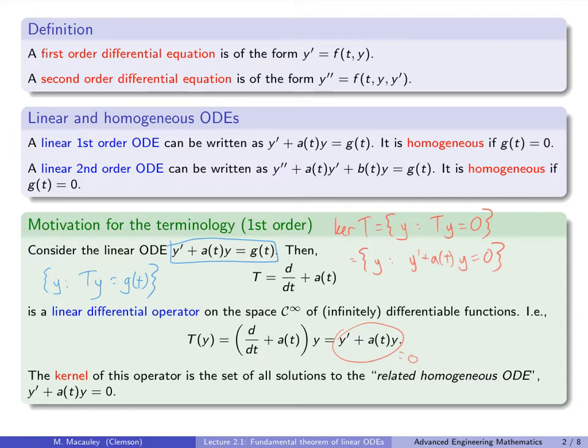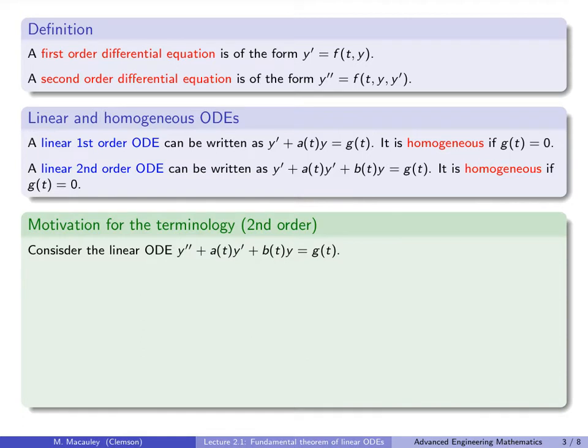Hopefully you remember it from your intro differential equations class, but if not, I'll write it down here. The general solution is any particular solution y_p that solves this ODE plus the kernel of T. So if we take any particular solution and we add anything that vanishes by T, then we get another solution. And this is in fact the set of all solutions. So we'll formalize this even more soon.